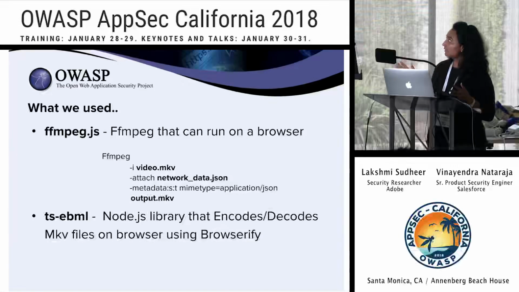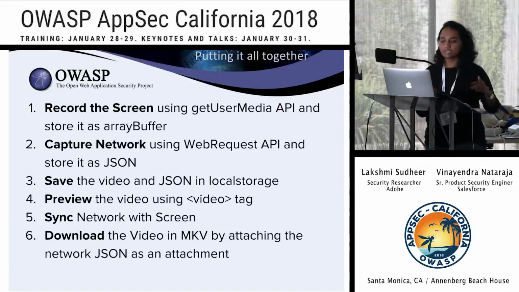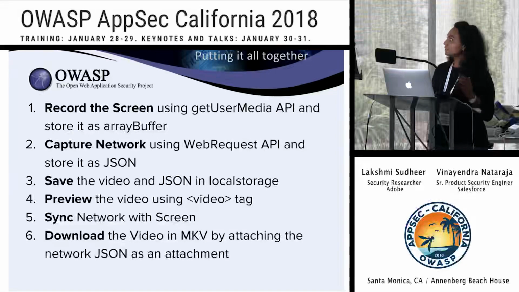So to put them all together, we are recording the screen using the Get User Media API. Then we capture the network using the Web Request API and store it as a JSON. Then we save the video and JSON in your local storage. Nothing gets on the server. Then you preview the video using the video tag.